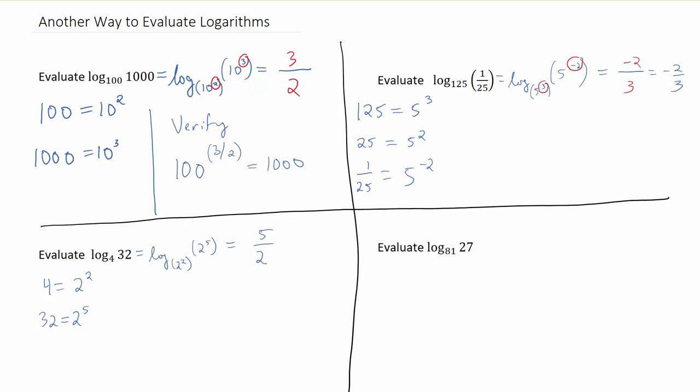The log base 81 of 27. Let's see, 81 and 27. I think I can write both of those with base 3. 81 is 3 to the 4th power, and 27 is 3 to the 3rd power. So this is the log base 3 to the 4th of 3 to the 3rd, taking the exponents. That's 3/4.